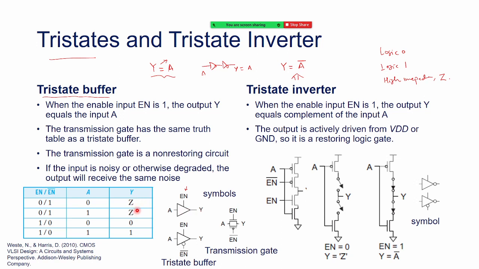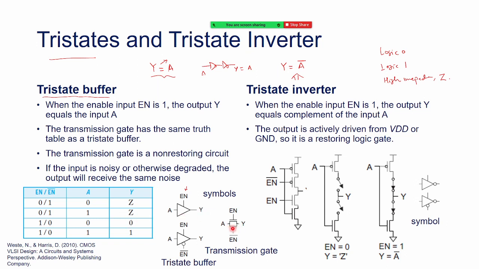So when somebody asks you what is a tristate buffer, you just tell them that when enable is disabled, output is floating and the gate is said to be in the high impedance state. However, when enable is 1, whatever the input is, 0 or 1, that gets connected to the output. Okay. So this is the working.